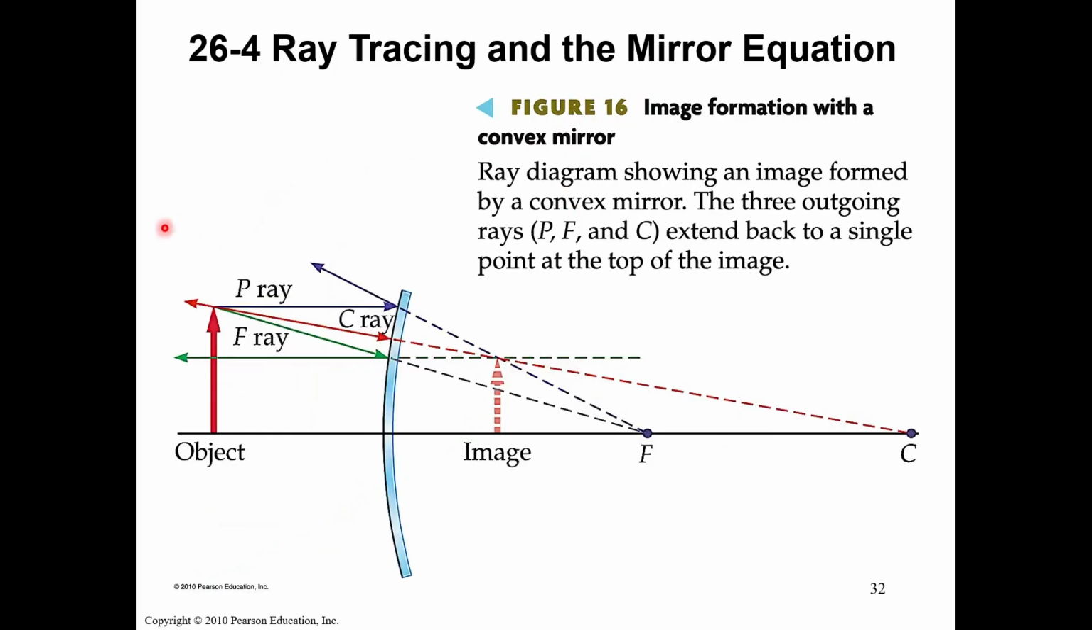And ray tracing just means that you can pick a point from the object. You can draw the P ray, the F ray, the C ray, and we know how they will get reflected by a mirror. And then we can trace where they form an image. For example, for this convex mirror, we care about this point, or maybe I should call it A, in the object. Does it form an image A prime behind this convex mirror?